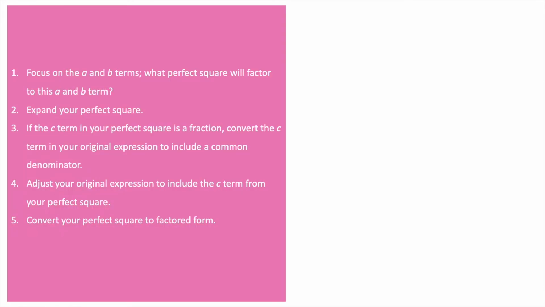I have 5 steps that will help us review completing the square. In the types of expressions we had yesterday, we simply needed to complete the square for quadratic expressions with an a value of 1. Here's an example: z squared minus 5z plus 8. Our first step is to focus on the a and b terms. What perfect square will factor to this a and b term?